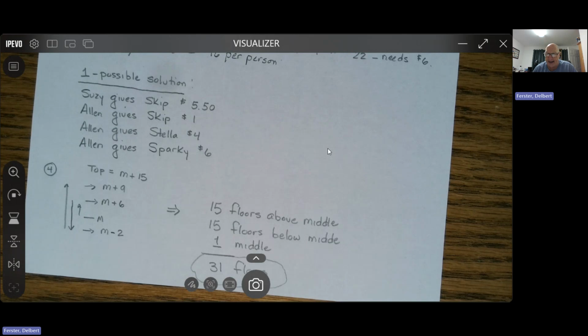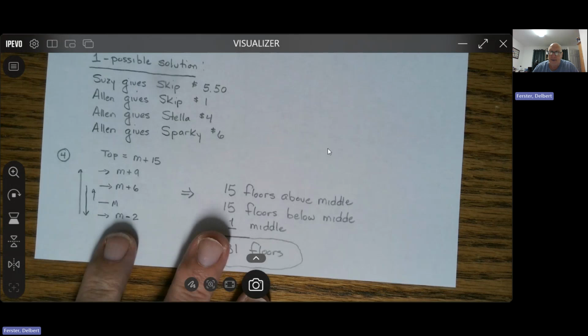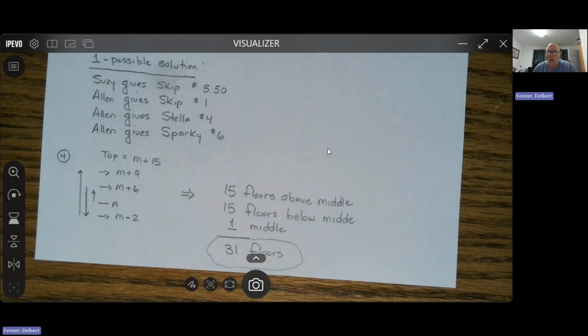And then we realized at that instant that the top floor is 6 floors above that. So the top floor then is middle plus 15. That means there are 15 floors above the middle. That means there better be 15 floors below the middle. Just don't forget to also include the 1 for the middle floor, and the building would have, you guessed it, 31 floors. So there's our first set of solutions coming out of chapter 1. Let's switch the answers. Here we go to another page.